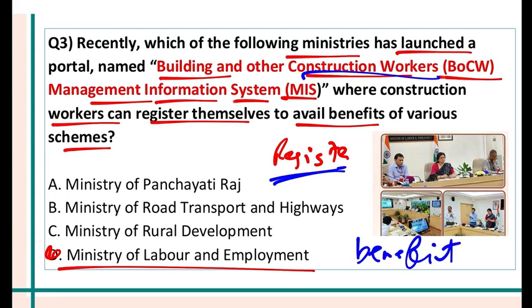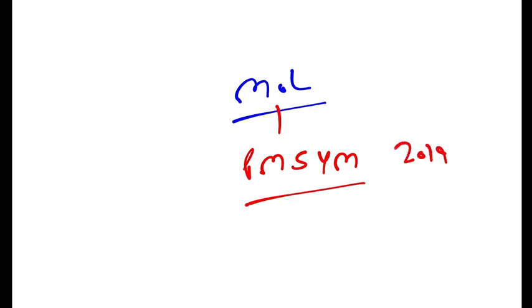Because a lot of construction workers are not aware of the government schemes that can benefit them. So this is like a centralized data management system. And Ministry of Labor and Employment, they are running a scheme also called Pradhan Mantri Shram Yogi Man Dhan Yojana. It's a pension scheme and it was launched in 2019 by the Ministry of Labor.